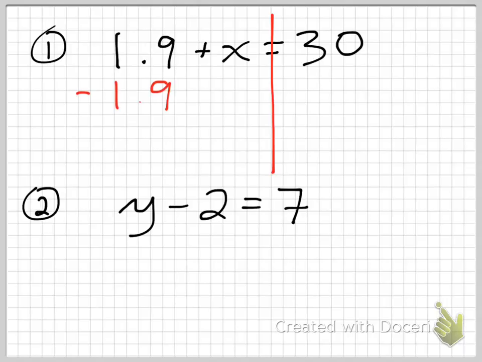Minus 1.9. Minus 1.9? You see how that's no good, what I just did there? Why is this no good? I didn't line up the decimals.